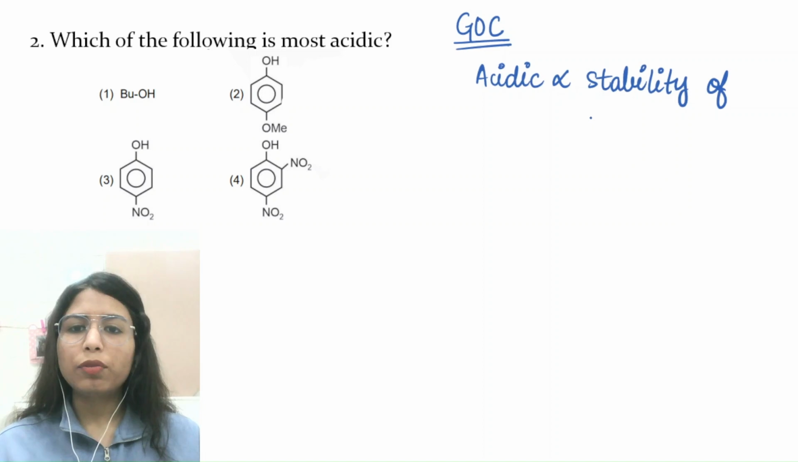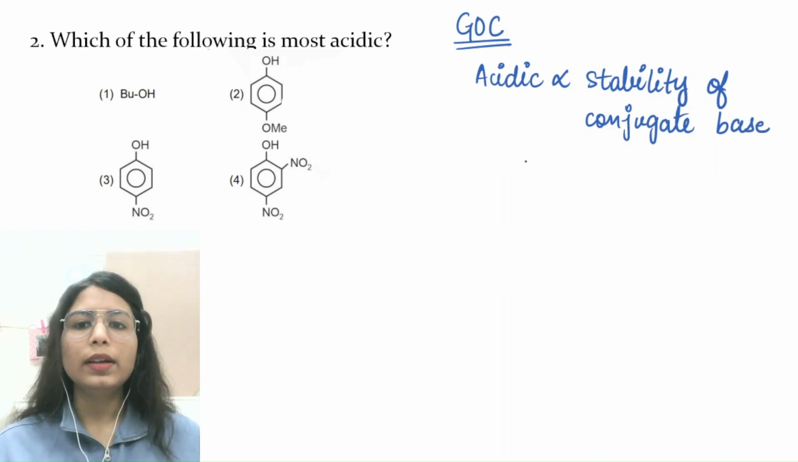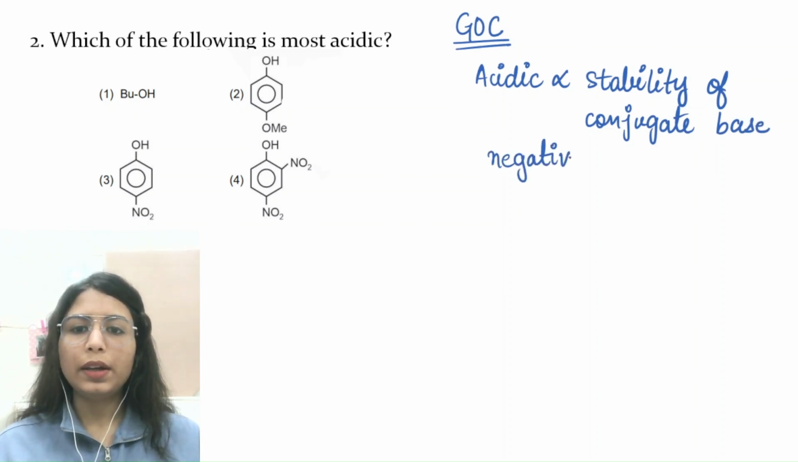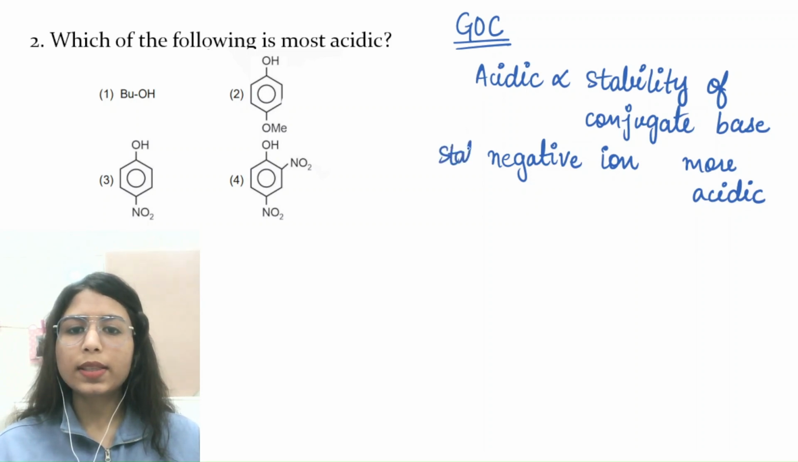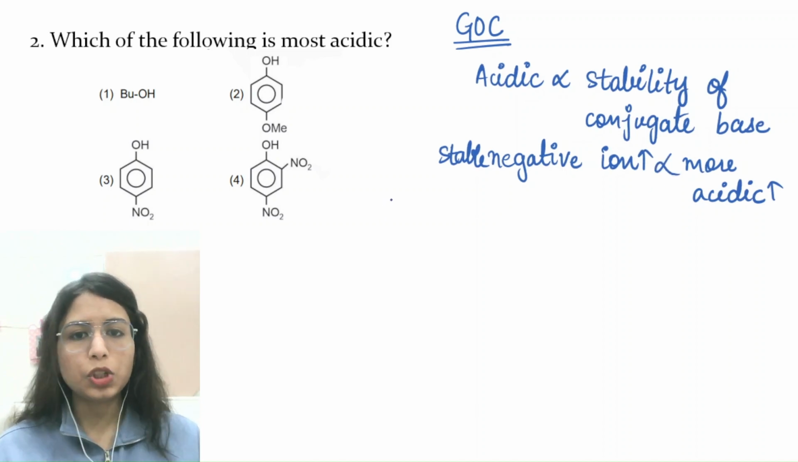So what you have to see is you have to remove the proton, you have to form the negative ion, and if the negative ion is more stable, then it will be more acidic. Okay, so basically, you can write here: the more stable the negative ion, the more acidic will be your compound. So they are directly proportional to each other.